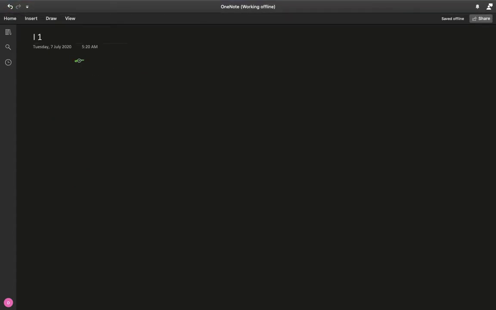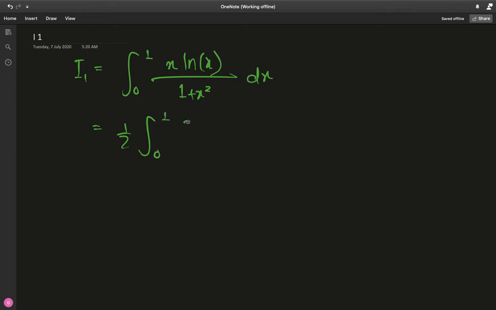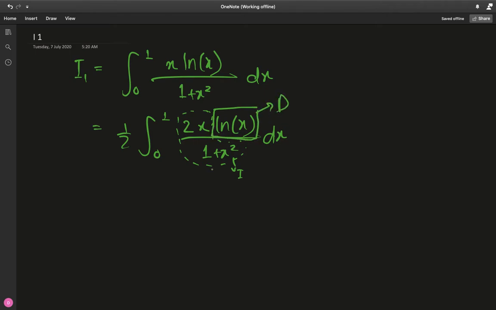So I1 now is equal to integral from 0 to 1 of x times the natural log of x over 1 plus x squared dx. So in order to match the derivative of the denominator on top in the numerator, I multiply and divide by 2. So I have 2x times natural log of x over 1 plus x squared dx. And why did I do that? Because now I can use integration by parts. This 2x over 1 plus x squared will be the function I integrate. This natural log of x, being a natural log, will have to be differentiated.